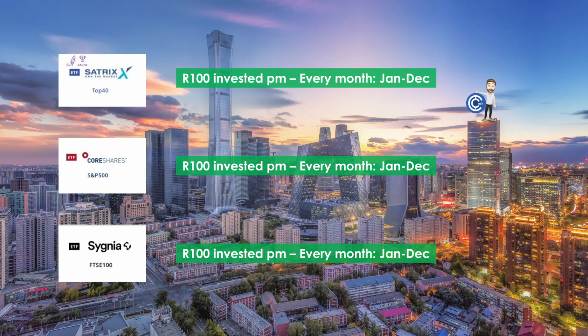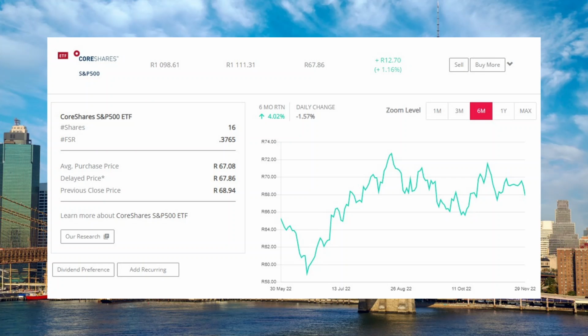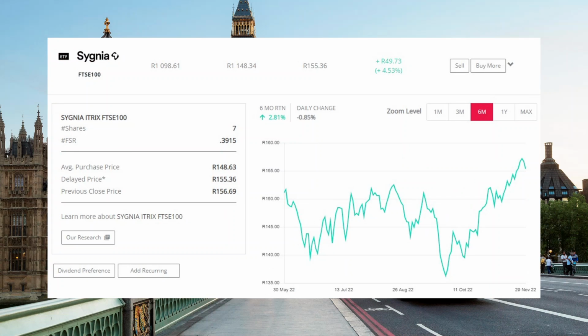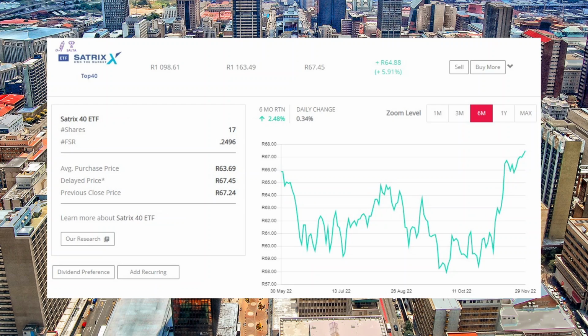Okay, so the overall result is that we are in a profit for all 3 of these. Starting with Core Shares S&P 500, we're at 1.16% profit. The Sygnia FTSE 100, we are at 4.53% profit. And lastly, the Satrix 40 is up with 5.91% profit.